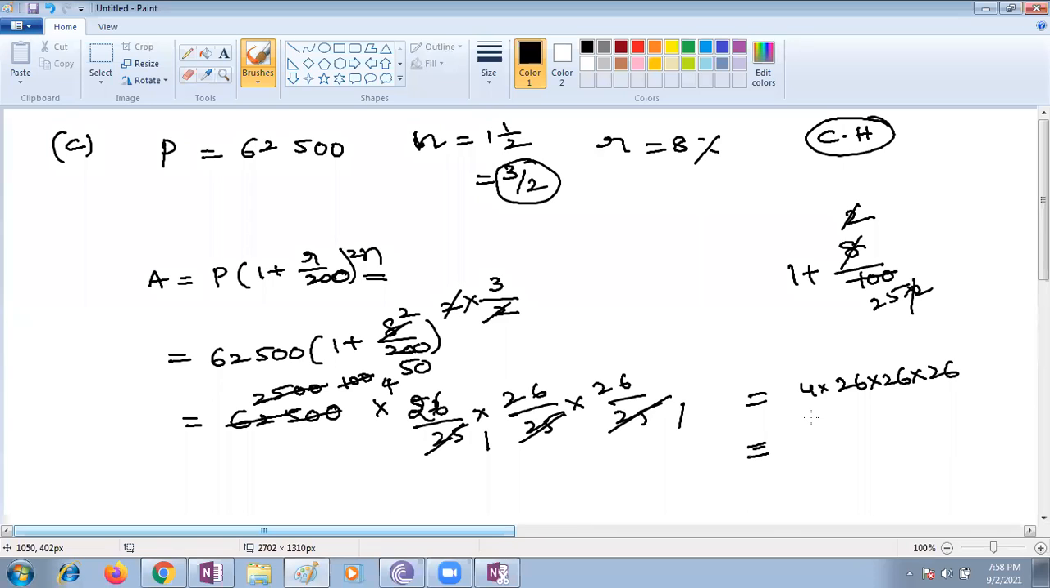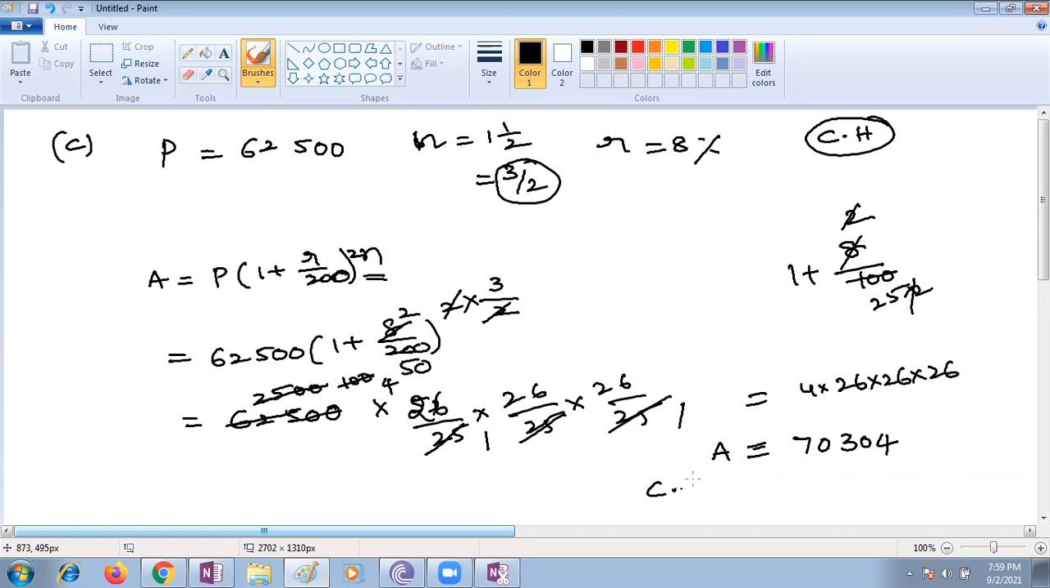Ma'am, but we have to multiply it by 4 again. Yes, once you get 26 cube, you should multiply with 4. Ma'am, the total answer is 70,304. 26 cube is 17,576, and then into 4 is 70,304. Yeah, 70,304. Now, this is your amount.